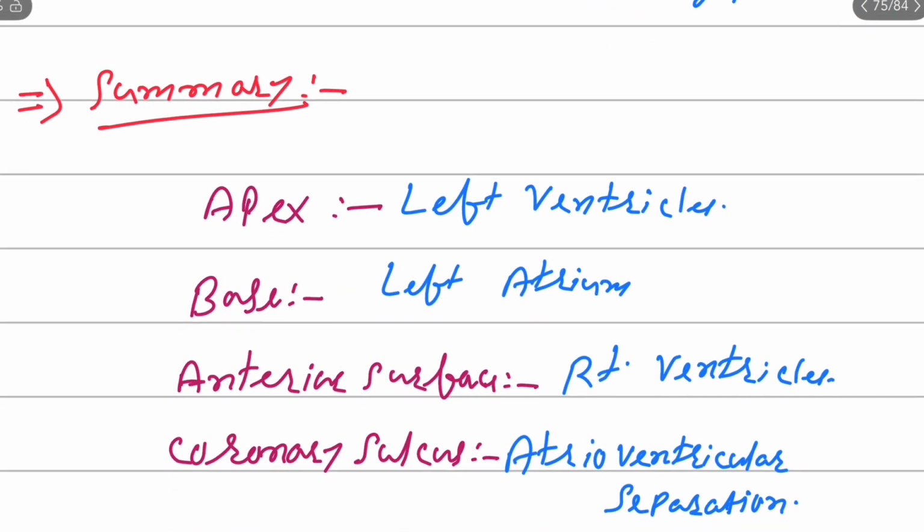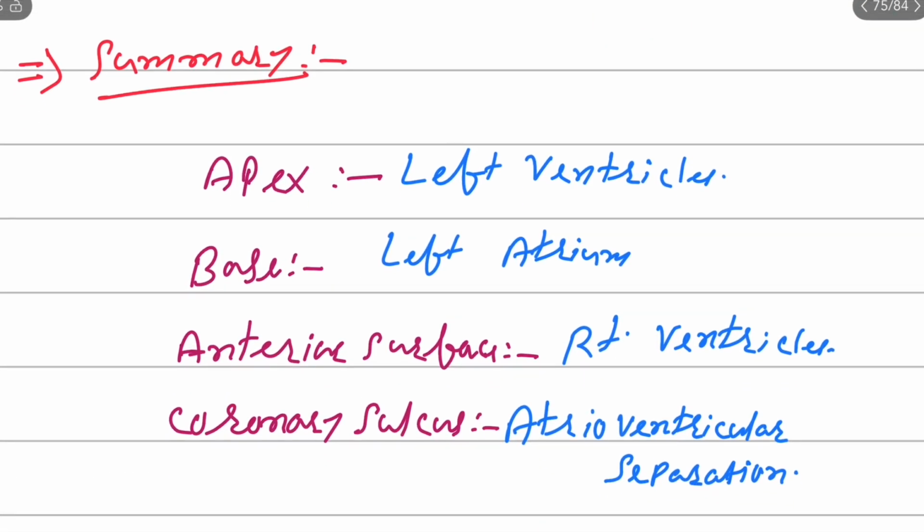Summary: apex is the left ventricle, base is formed by the left atrium, anterior surface is the right ventricle, and coronary sulcus is the atrioventricular separation. Thank you.